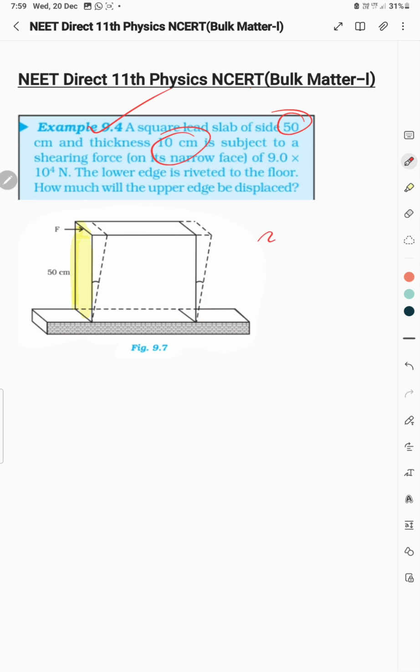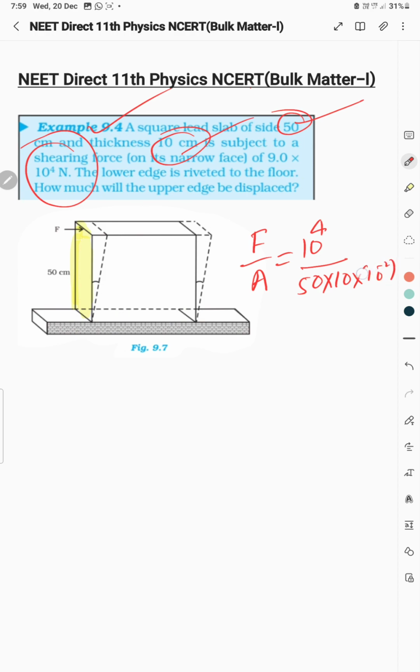It's better I write. Shear stress is F by A. How much is it? 10 power 4 divided by area. Area has to be 50 into 10. 50 into 10, these are centimeter square. I make it meter square. Right? So it becomes 10 power 4 over there.